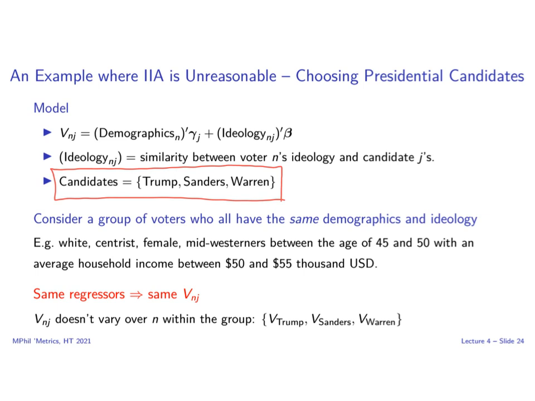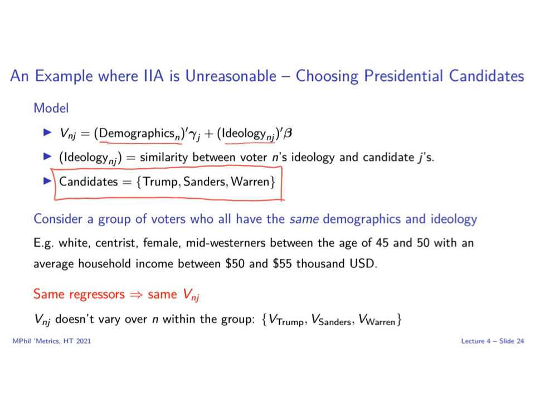Suppose that our model of representative utility takes the form Vnj equals demographics times gamma j plus ideology times beta, where ideology is a vector whose elements measure the ideological similarity between voter n and candidate j on a series of issues, and demographics is a vector of demographic information, for example, age, sex, household income, and so on for each of the voters n.